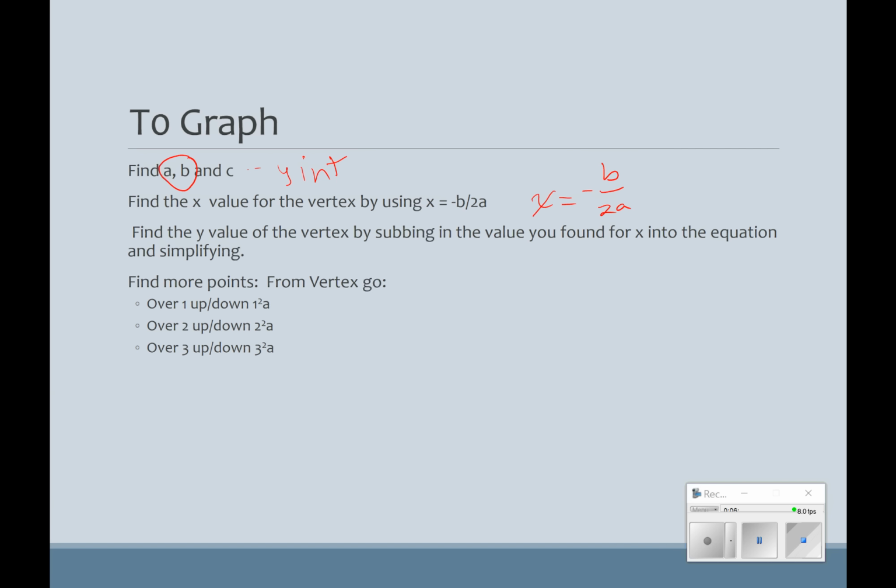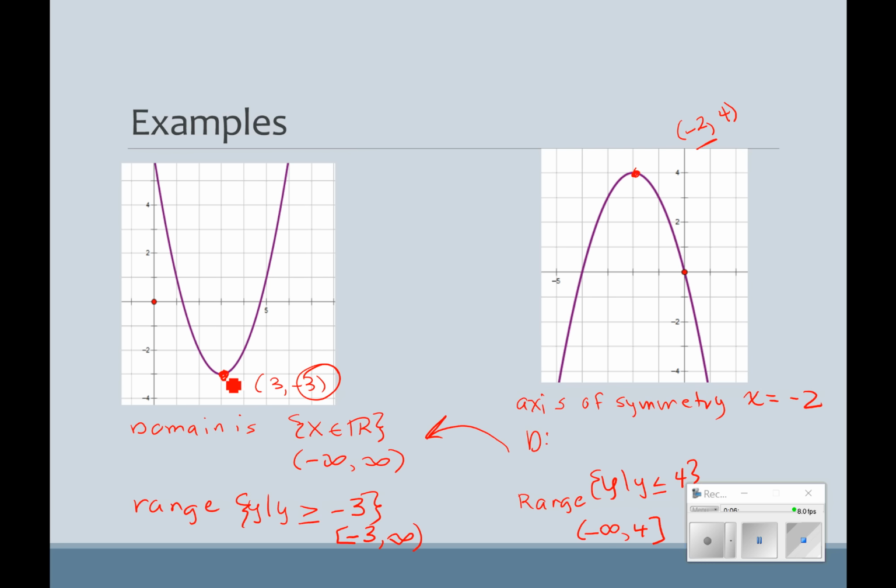All right, now this is kind of very simplistic. This over 1 and up 1 squared times whatever a is. So I'm just going to go back to the slide. And what I want you to notice is that from my vertex, I'm going to go over 1 and up 1. And then from my vertex again, and it happens on both sides, I'm going to go over 2, and then my next point is going to be up 4. Okay, well, 4 is 2 squared.